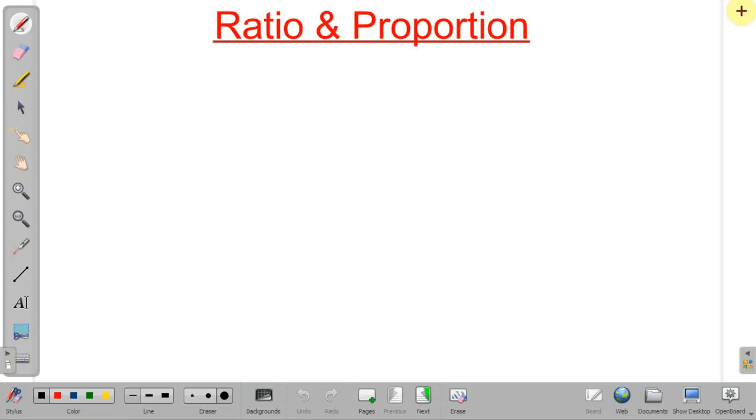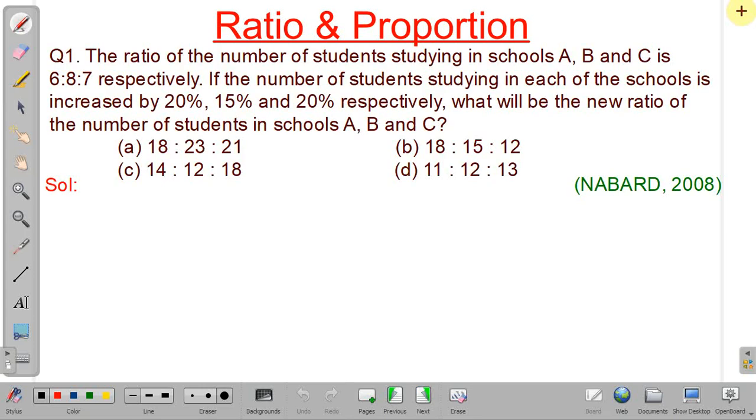In this lecture, we will discuss some important problems on the topic ratio and proportion. So let's start. See, in this problem, what is given? The ratio of the number of students in three schools, that is A, B and C, is given as 6:8:7, and it is given that if the number of students studying in each of these schools increases by 20% in school A, 15% in school B, and 20% in school C, then what will be the new ratio of the number of students in these three schools?